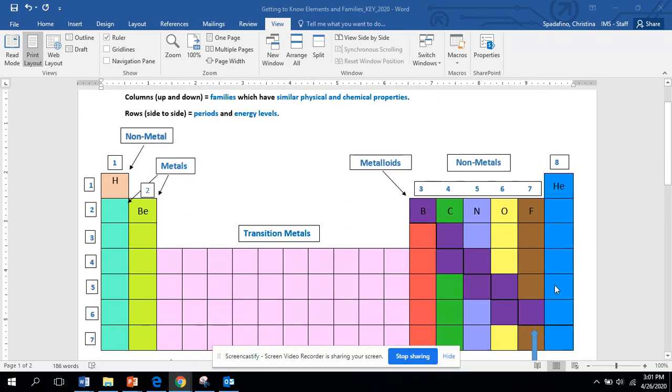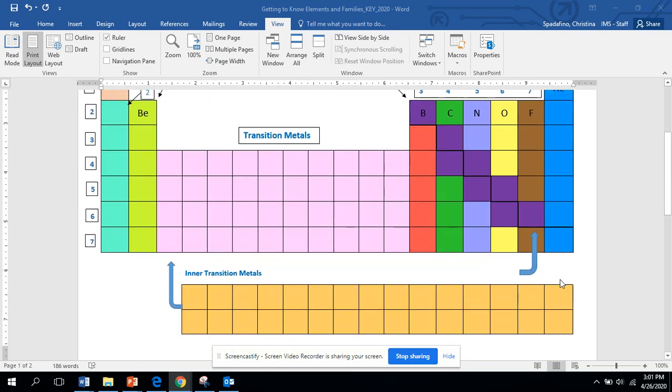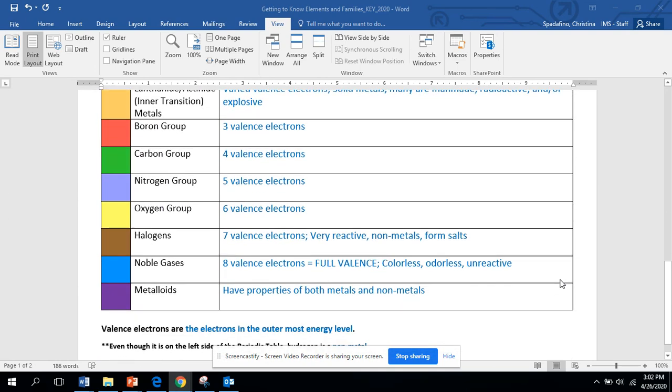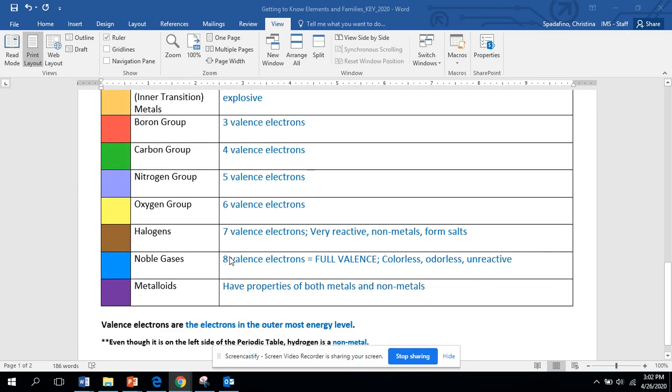Noble gases. This is our final family or final column. And our noble gases have 8 valence electrons. We call this, they're in full valence. We're going to find that this is a very stable group. They are colorless, they are odorless, and they are unreactive.